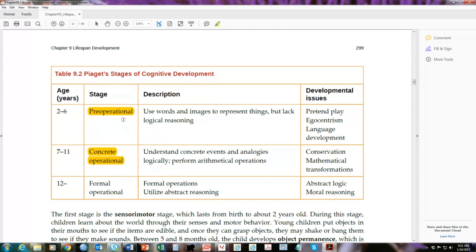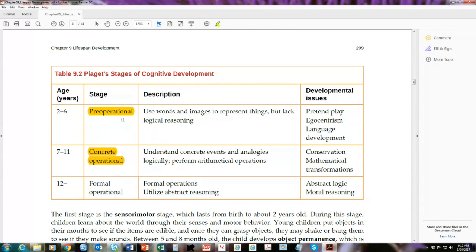Concrete operations would be how I described operations and being able to reverse them, like 3 minus 1 equals 2, 2 plus 1 equals 3. So mathematical transformations start making a whole lot more sense to kids.